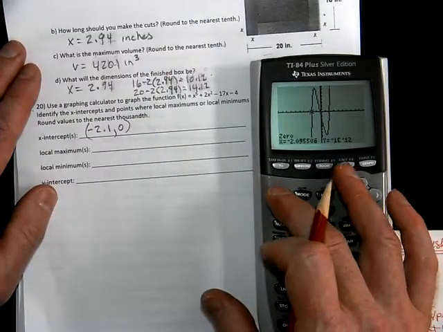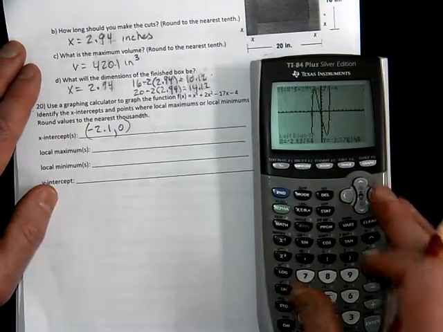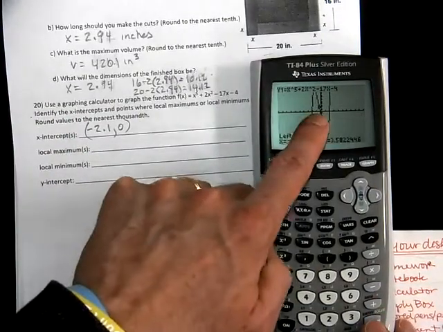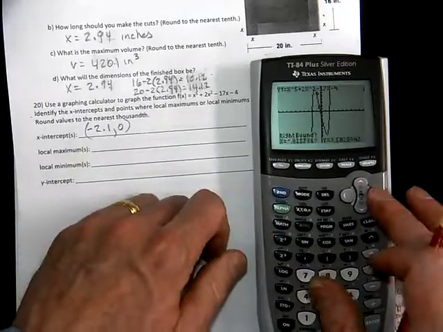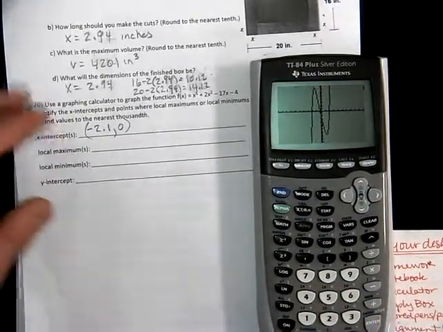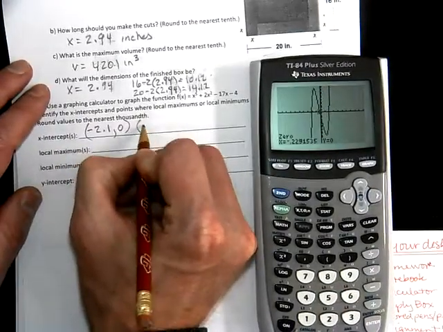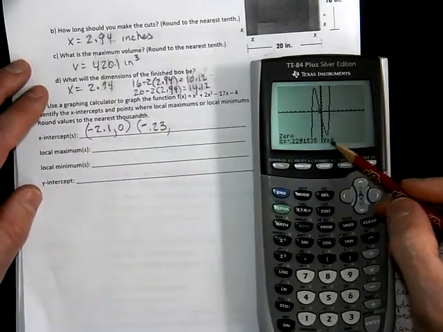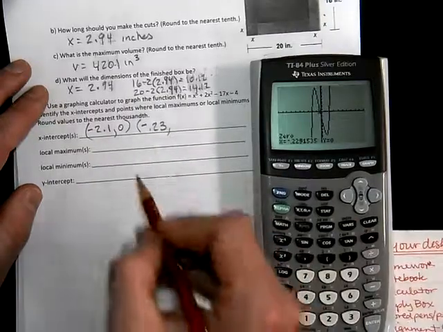And then we do second calc 0. Now we need to be to the left, because it says left bound, left of the answer we're looking for, to the right of the answer we're looking for, and hit enter. That's going to be negative 0.23. This one gives us exactly 0. That was handy.